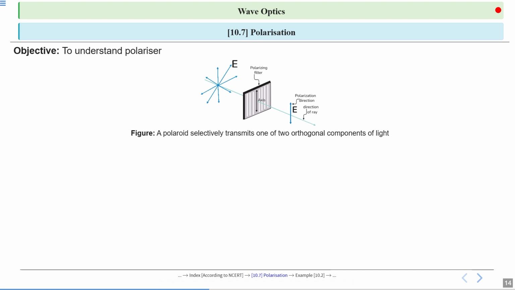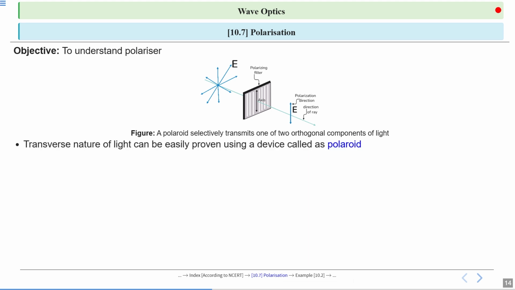Now we will study the concept of a polarizer. Our objective is to understand how a polarizer works. Notice the image of a Polaroid, which is a device that selectively transmits one of the two orthogonal components of light.